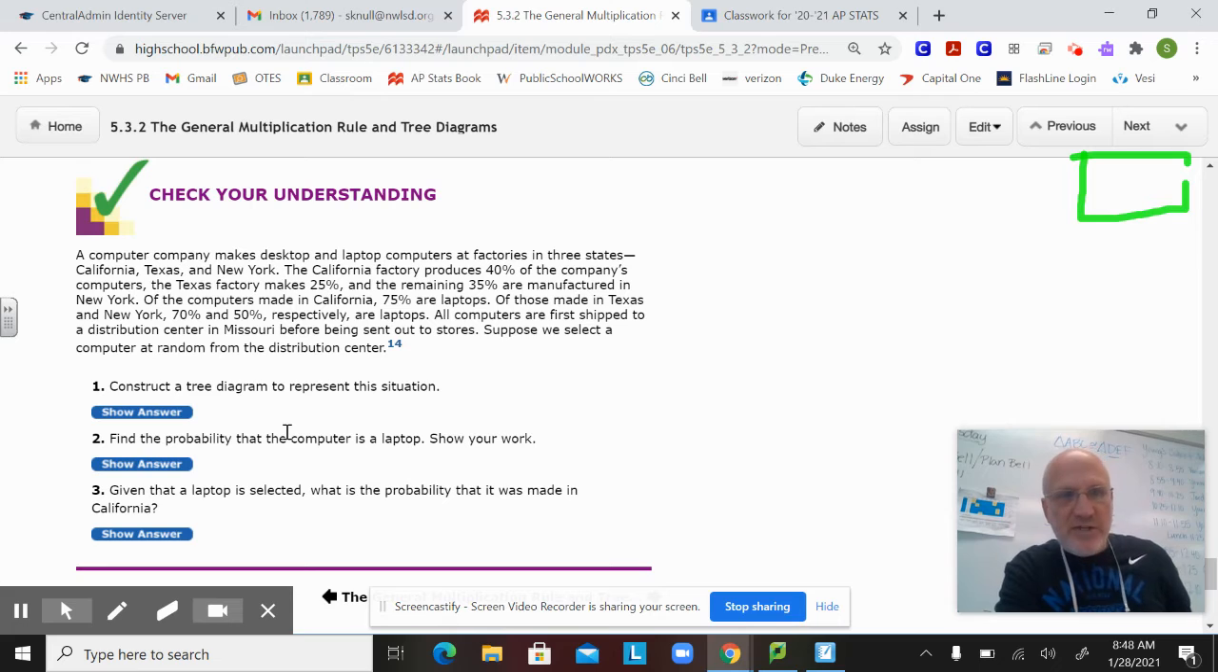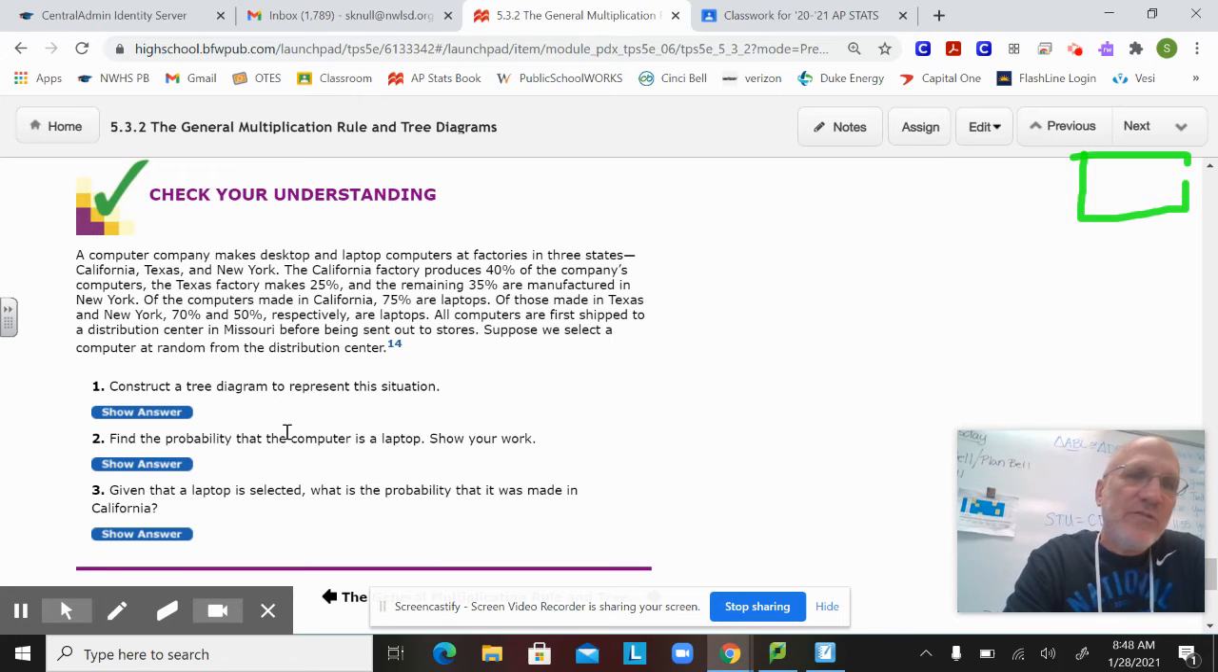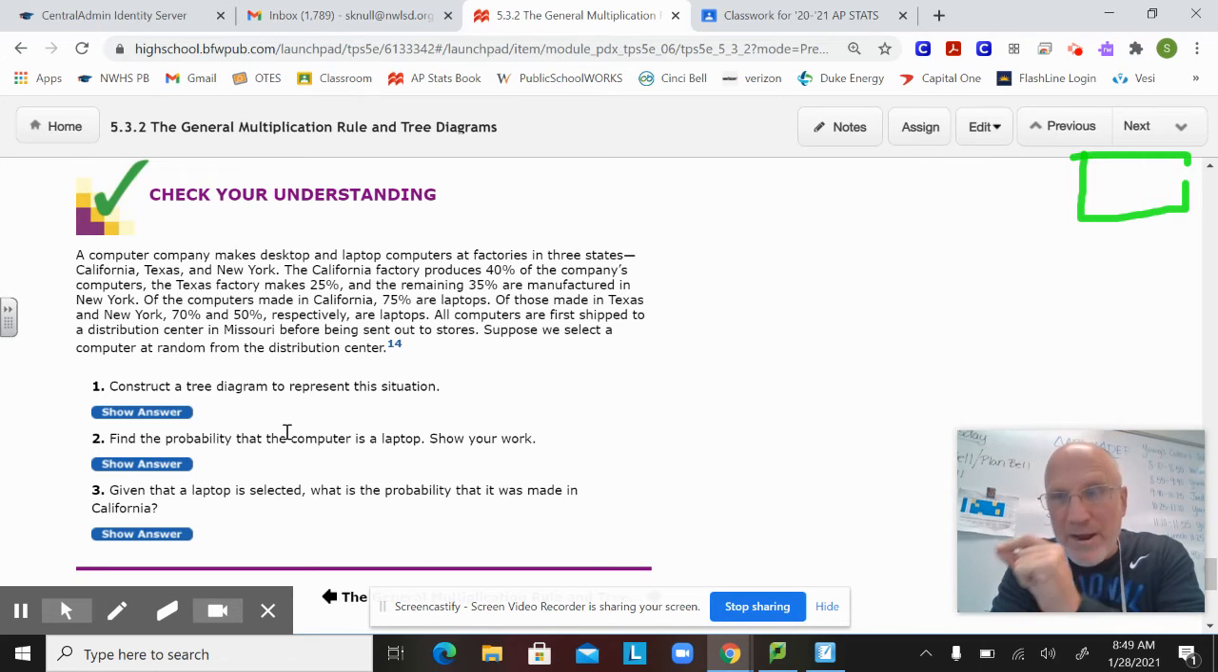It says, check your understanding. A computer company makes desktop and laptop computers at factories in 3 states: California, Texas, New York. The California factory produces 40% of the company's computers. The Texas factory makes 25%, and the remaining 35% are manufactured in New York. Let me stop right there. All that did was tell me what percentage were made in each state.